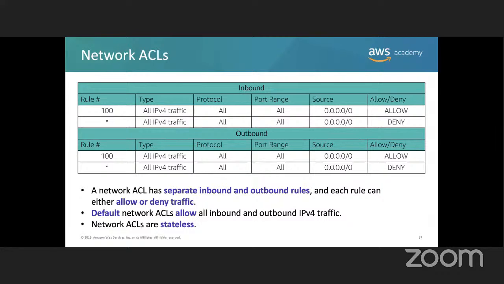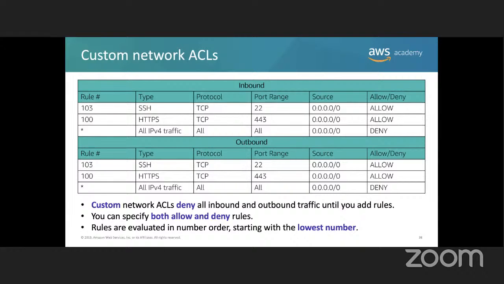Okay, and by default, all the inbound and outbound traffic is allowed. So you can have custom NACLs that deny all inbound rules until you add rules. You can specify both allow and deny rules. Rules are evaluated in number order, starting with the lowest number. So if you have allowed in 100 and you have denied in 103, it will be first allowed and then denied. Deny always has precedence over allowed, but this analyzes by the number that you give it, and it always starts with the lowest number.